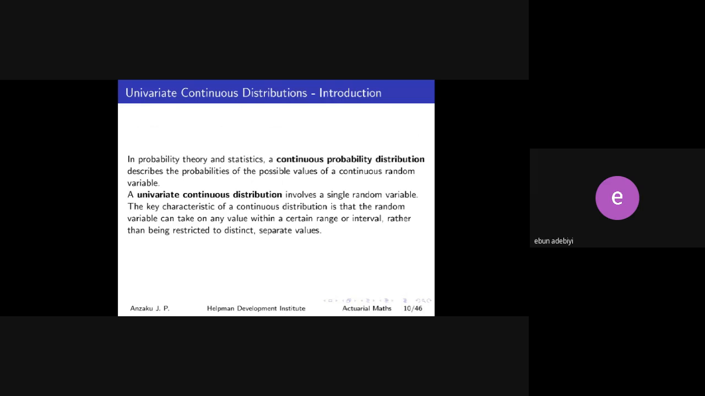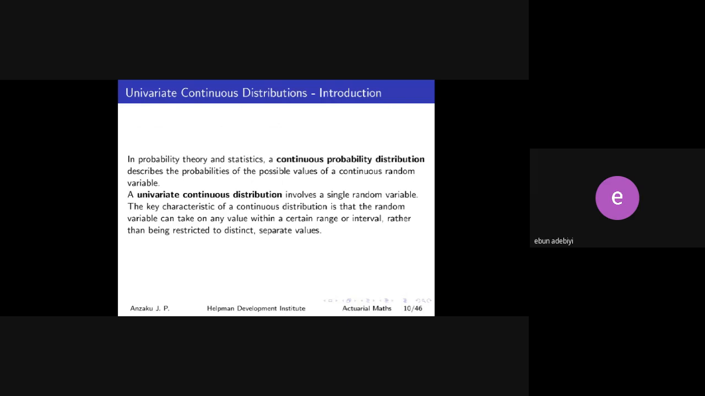All right, so an introduction to univariate continuous distributions. Now, remember in one of our classes, we talked about three random variables. We talked about the univariate, the bivariate, and the multivariate. Univariate means it has only one variable. Bivariate deals with two variables. Then multivariate deals with three or more random variables. So that's just the difference.